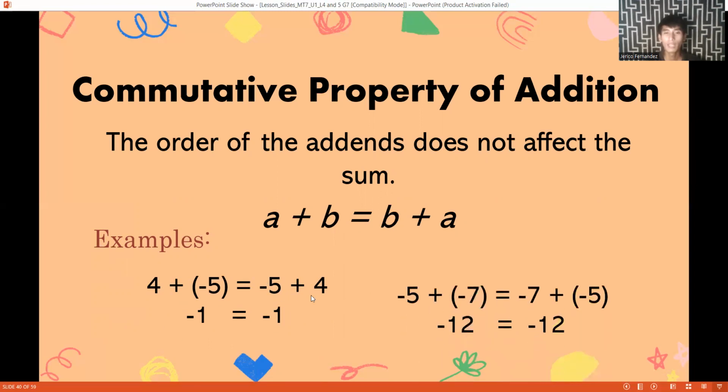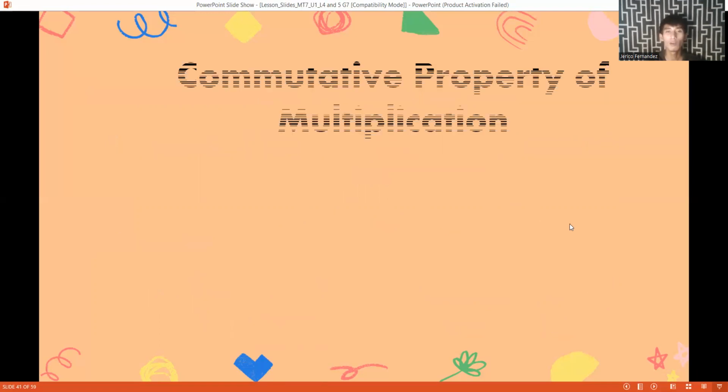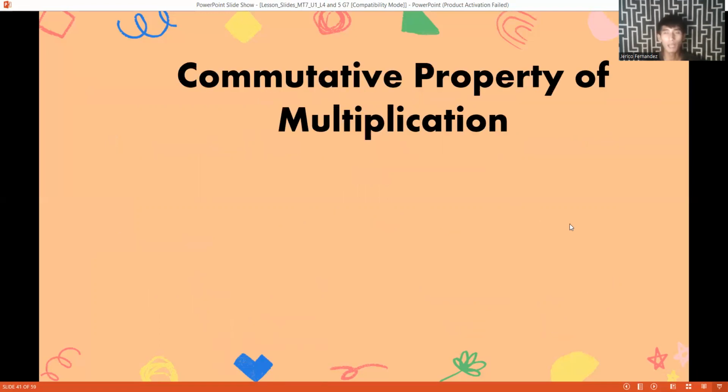We also have negative 5 plus negative 7 is equal to negative 7 plus negative 5. Ganun din, parehas lang yung sum nila. Okay, that's commutative property of addition. We also have the commutative property of multiplication.